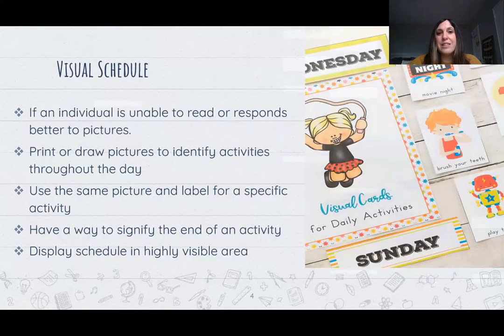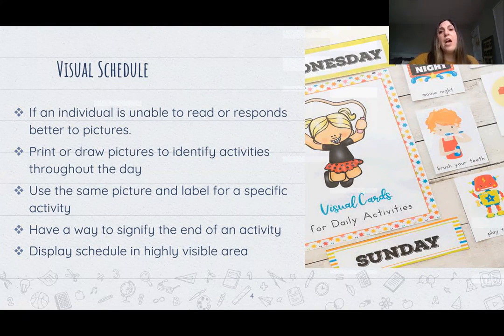A visual schedule is for individuals who are younger, who may not be able to read a written schedule. They may require visual prompts to follow their tasks throughout the day. You can either print or draw your tasks throughout the day. Below there is a link for some printable cues for a schedule if you want to develop one like that. Use pictures and words. You want to use the same picture and label for a specific activity, which builds consistency for the individual, and they know what to expect when they see that picture.